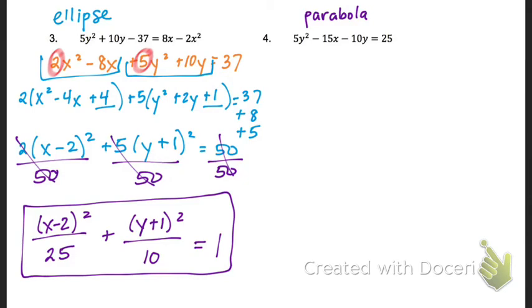Now, something interesting about a parabola is that you want to move the single term over, and you want the constant. So you want them both on the other side and you only want to keep the squared term on the left. So I'm going to rewrite this as 5y squared minus 10y equals 15x plus 25.